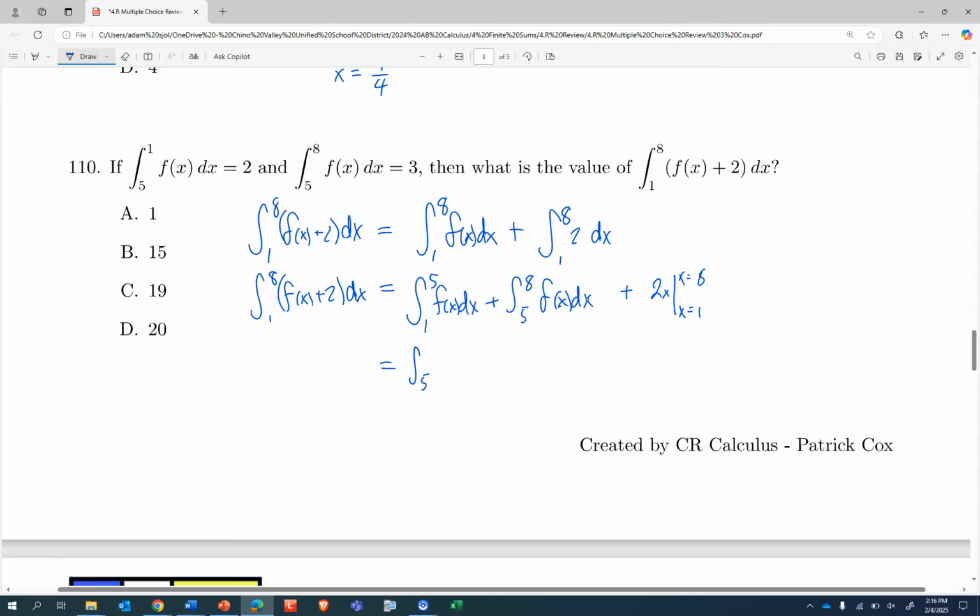The definite integral from 5 to 1 is going to be the opposite, so negative version. Plus, I can replace this with 3 and replace this with 16 minus 2 is 14. Okay, so that's going to be negative 2 plus 3 plus 14 is 15. Cool.